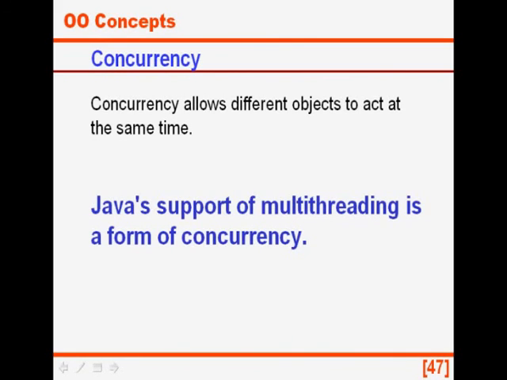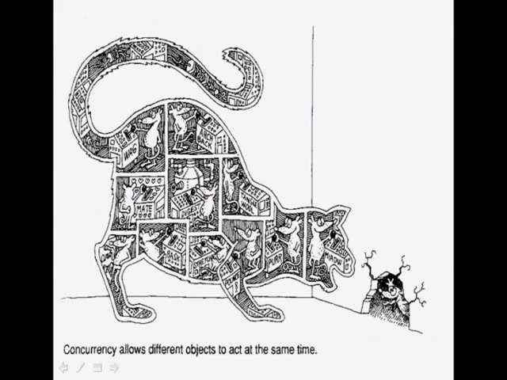Another feature is concurrency. Concurrency allows different objects to act at the same time. An example would be Java's support of multithreading, which is a form of concurrency. Different objects acting at the same time.